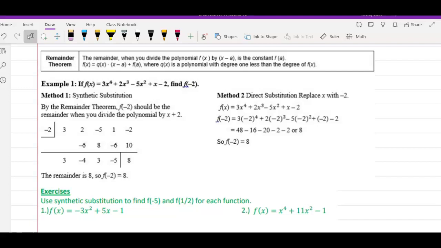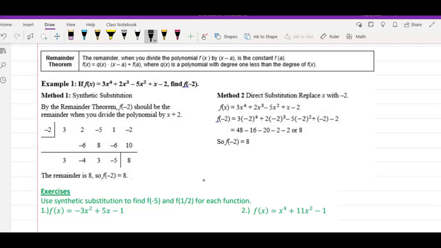Okay, the remainder theorem says that when you divide a polynomial by a factor, the remainder will be the constant f of a. So if that factor happens to be a factor of the polynomial, you're going to get 0 for your remainder. But otherwise, you're going to get a number. For instance, right here, x plus 2 is not a factor of this original polynomial. And when I divide by it, I get 8. What this literally means is f of -2 equals 8. It is not a factor.